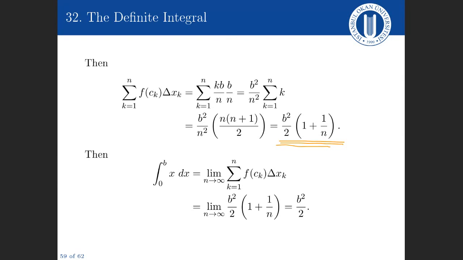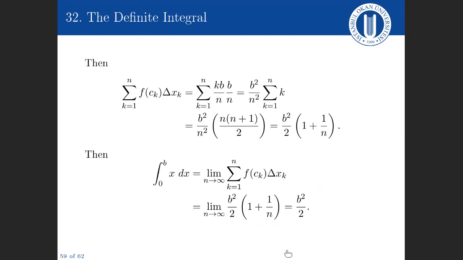We're going to take the limit of this formula. We're taking the limit as n tends to infinity of b squared over 2, 1 plus 1 over n. When n gets bigger and bigger and bigger, b squared over 2 stays the same, 1 stays the same, 1 over n gets smaller and smaller and smaller. The limit of 1 over n as n tends to infinity is 0. So we just end up with b squared over 2.